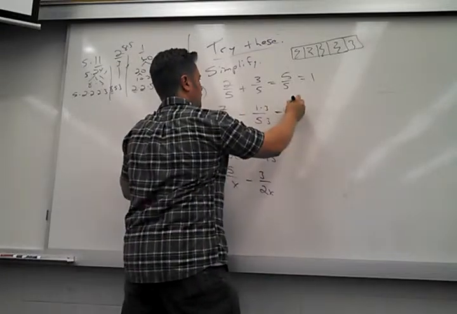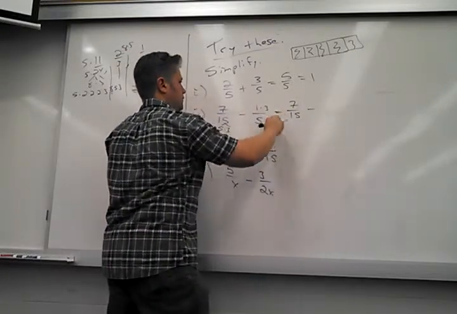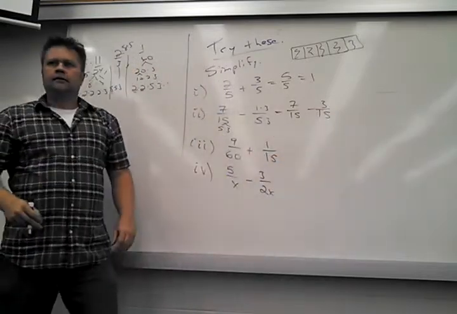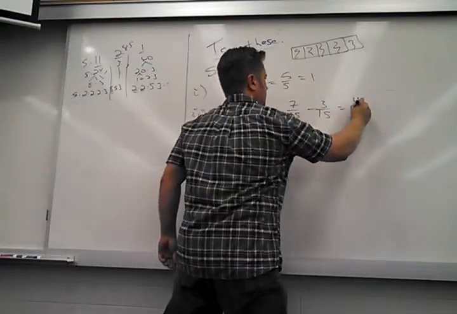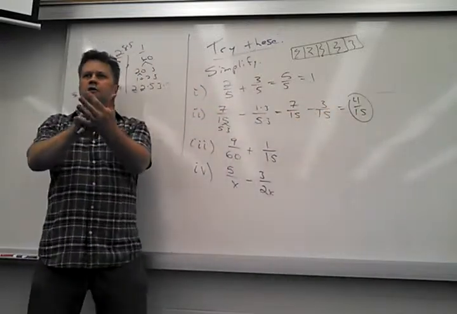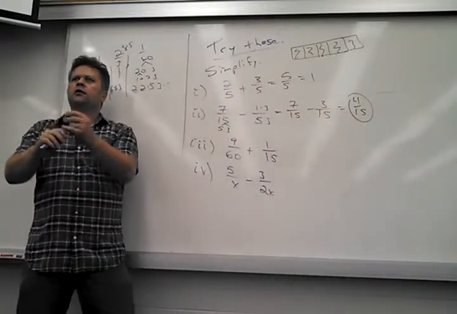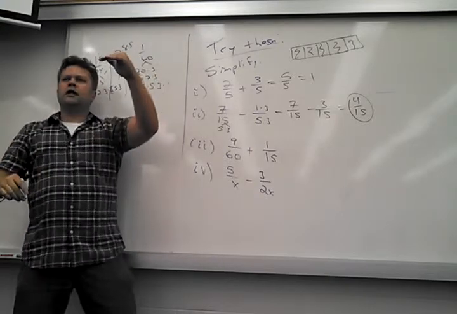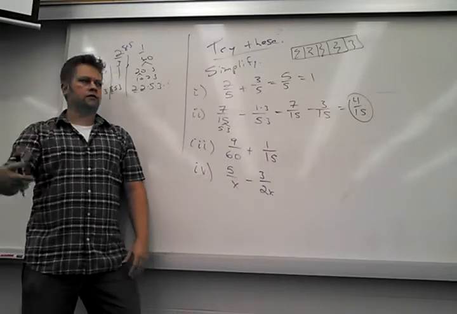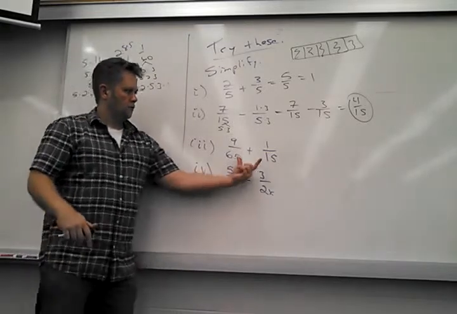So this becomes 7/15 minus 3/15, 4/15. Cool. 3 divided by 15 is the same thing as 1 divided by 5, if you did it in your calculator. So mathematically, multiplying top and bottom by the same thing does not change the number. It just changes the way it looks. What about here?